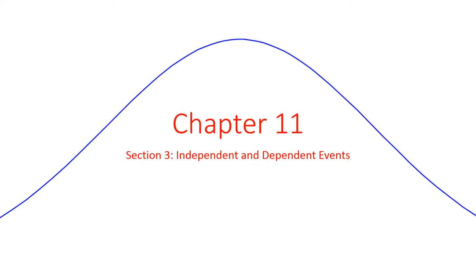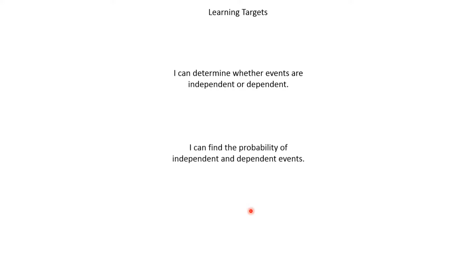A lot of you have actually been doing this in the past sections, so I have a feeling that some of this is definitely going to be a review. One of the things that we'll see from this section is we're going to use the word "and" a lot. We're going to have event A and event B. The next section will use the word "or," but these are a lot of "and" situations. So our learning targets today: I can determine whether events are independent or dependent, and then I can find the probability of independent and dependent events.